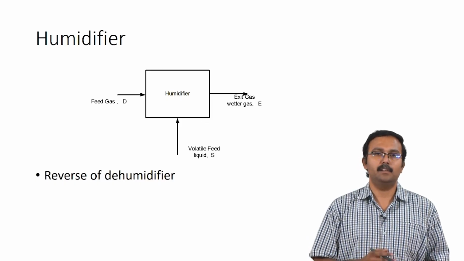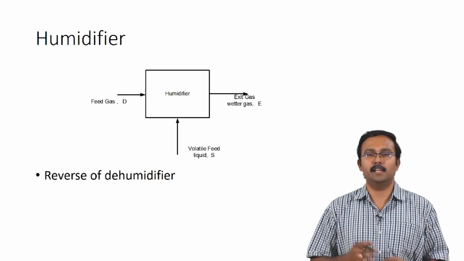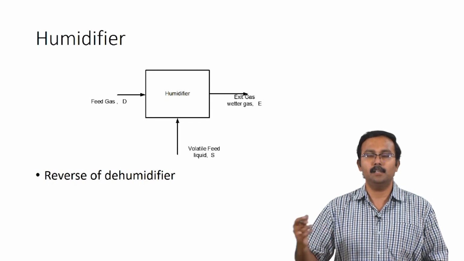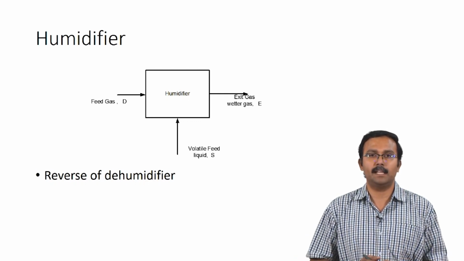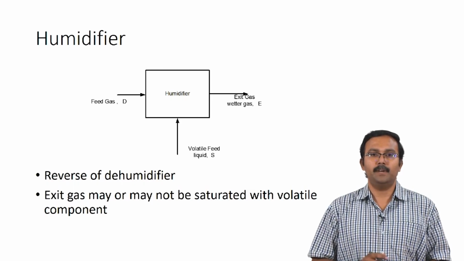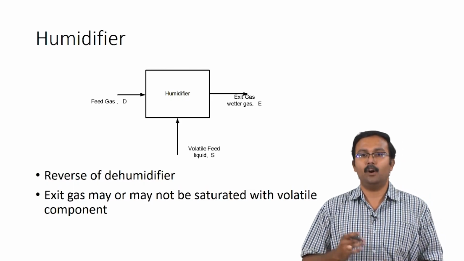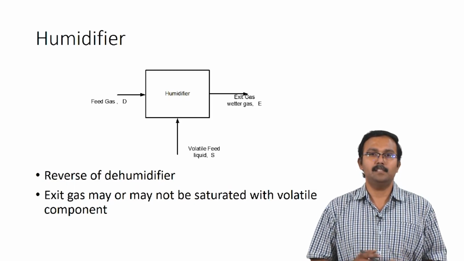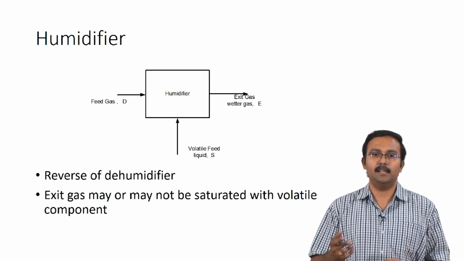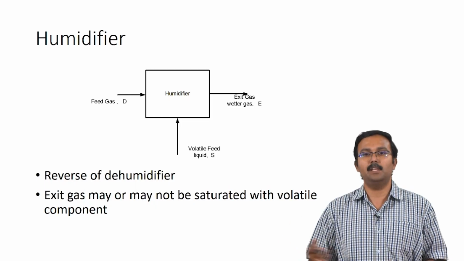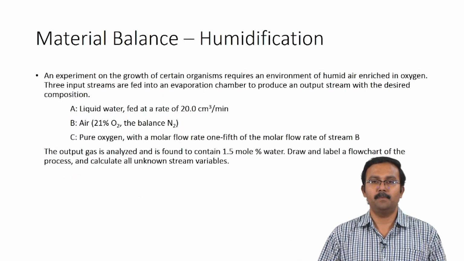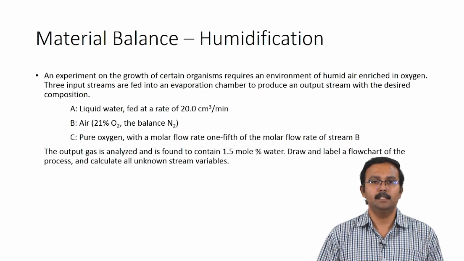For this reason, dehumidifiers and humidifiers are used very commonly depending on the environment in which the processes are taking place. In case of humidified air, you might end up with a gas which is either saturated or not saturated. In some cases you might want air which is saturated with the volatile component. Here is an example problem for humidification.